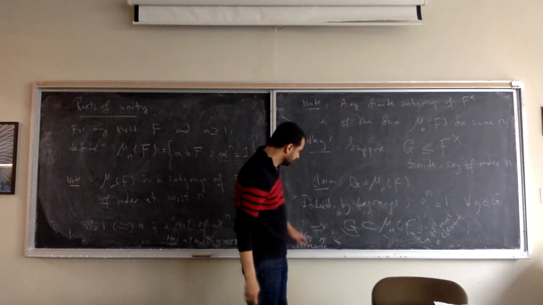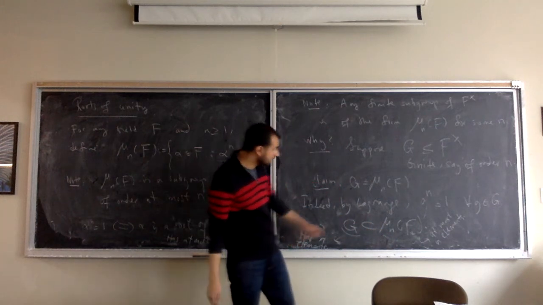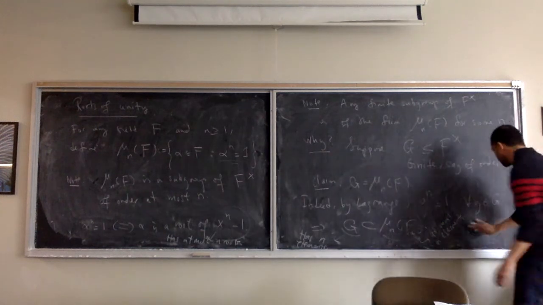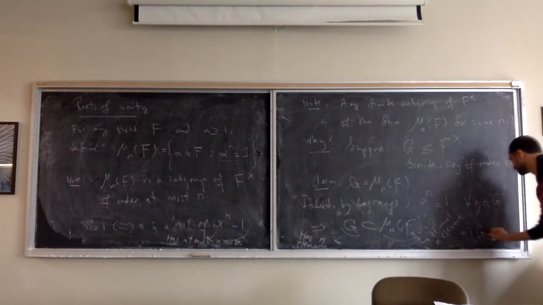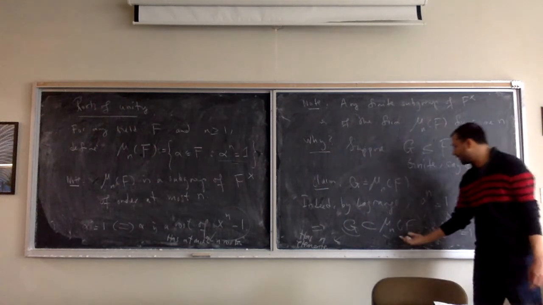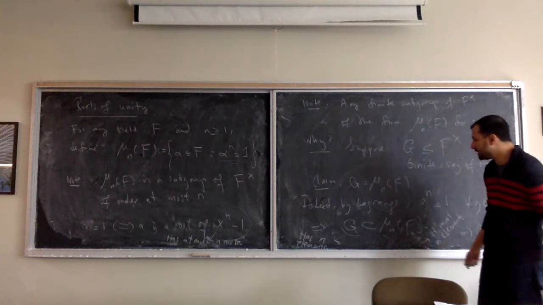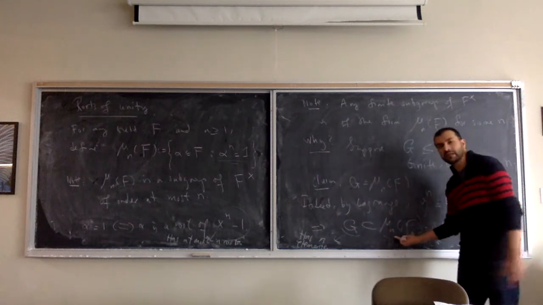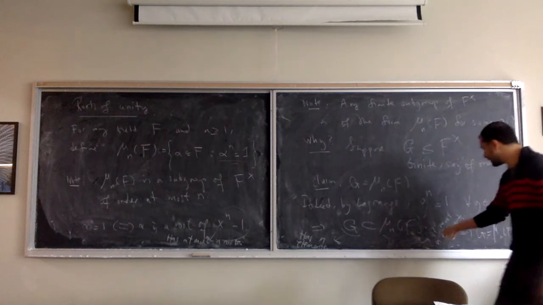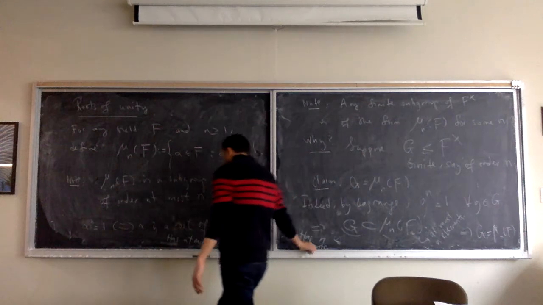Now, put everything together. So G is a subset of mu n. G has n elements. Mu n has at most n elements. Put those together, you'll see that G actually has to be mu n. The point being that mu n can't have any element that is not in G, because G has n elements. If it had any element that wasn't in G, then this group would have more than n elements, but it doesn't. It has at most n elements. So G is just mu n.